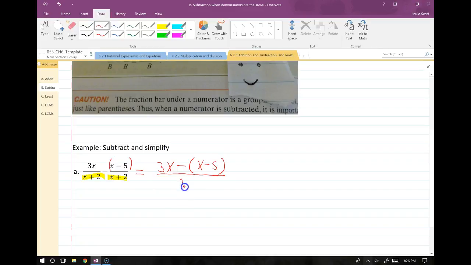If you leave out those parentheses, you will be wrong. Does that mean multiply? Well, if you leave out those parentheses, then you end up with 3x minus x minus 5, but that's not what it's supposed to be in the end. Because when you apply the negative, it should be 3x minus x plus 5. So that last term gets screwed up. Okay, so when we do this, we have 3x minus x. That gives us 2x plus 5 over x plus 2. Wah, wah. We can't cancel anything.